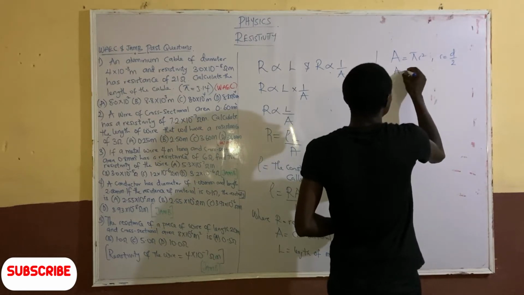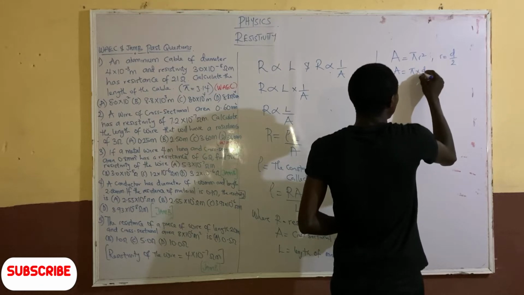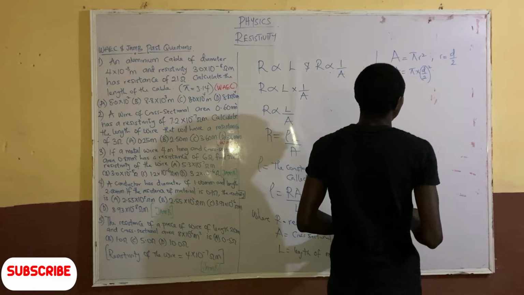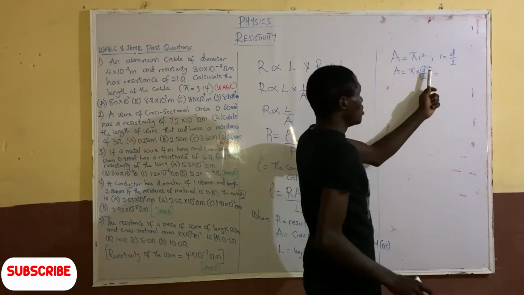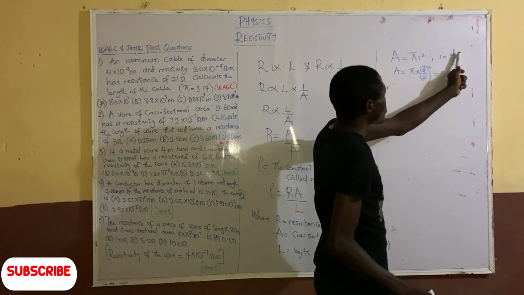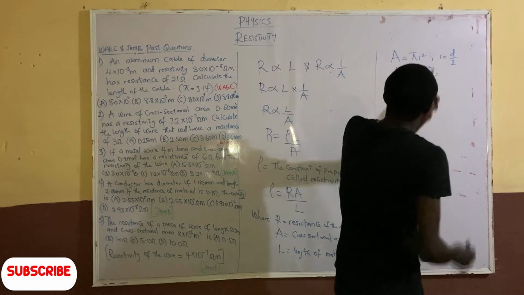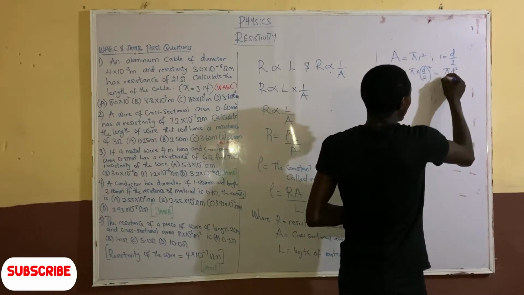We have the area here is equal to pi multiplied by d over 2, all squared. So in other words, we have another area in terms of d. If we replace r equal to d over 2 into this formula, we have pi times d over 2, all squared. So the formula here is going to be pi d squared all over 4.